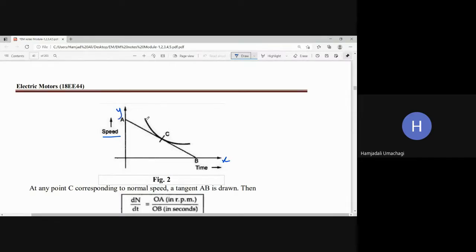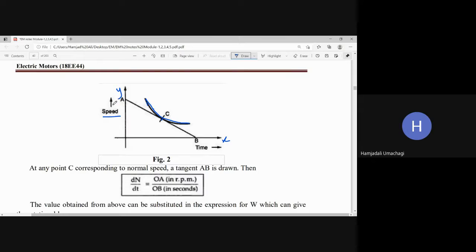What is the rate of change of speed from one definite normal speed to another particular speed? You get all the points of speed with respect to time, and finally if you connect all these points you get a smooth continuous graph. For this curve, at any particular point C, you should draw the tangent and call it AB. AB is the tangent at point C. The y-axis is speed, which is n, and the x-axis is time, which is t.